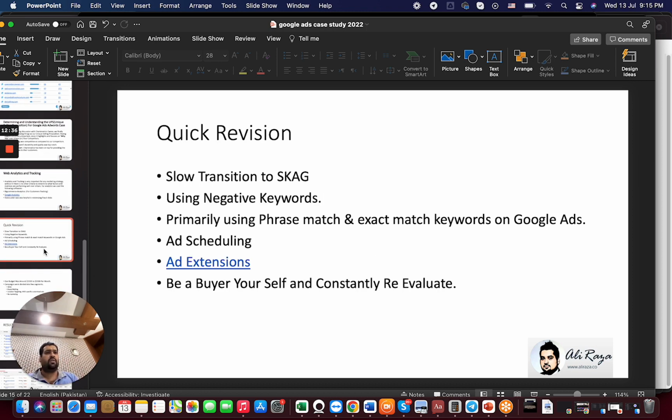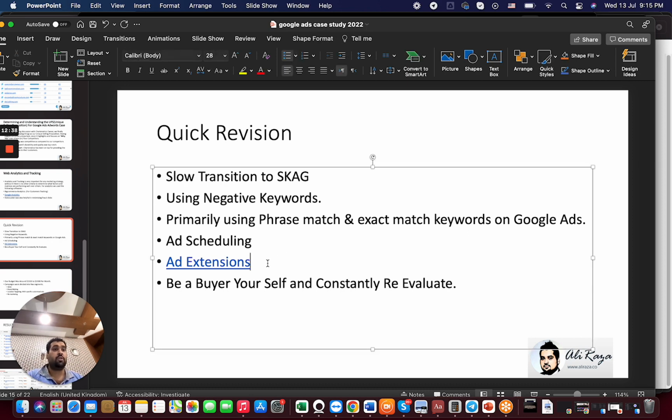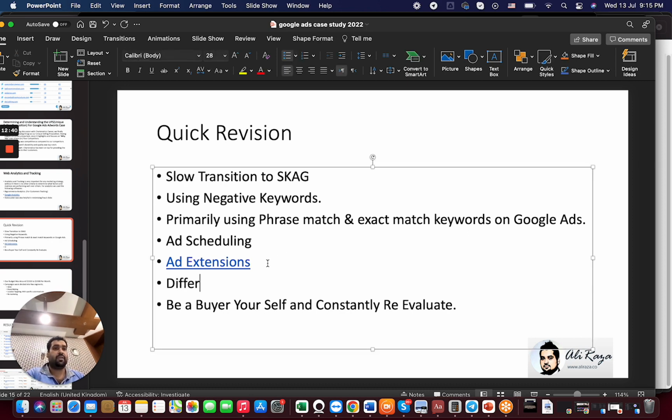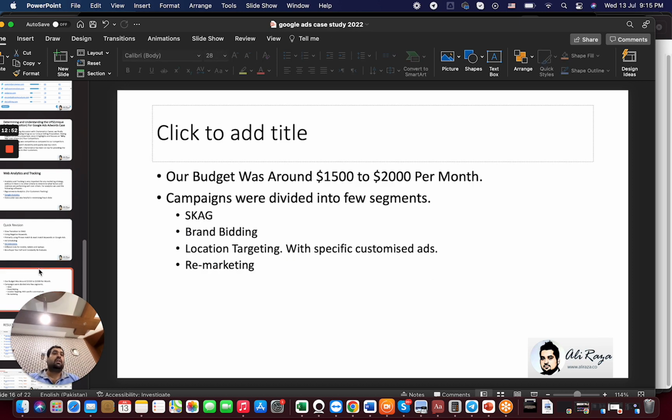In case we don't know, we were also using different bids for mobile, tablets and laptop. Different biddings and different CPC amounts we were willing to pay for each click. So our campaign budget was around $1,500 to $2,000 per month. I know it's not much, but the sales were good.